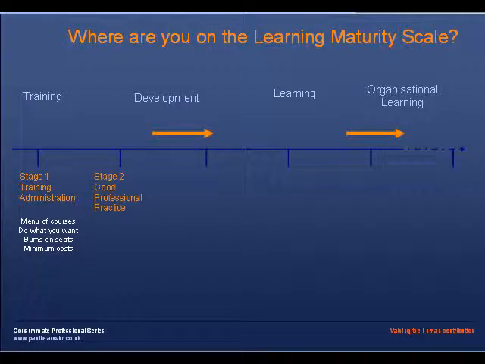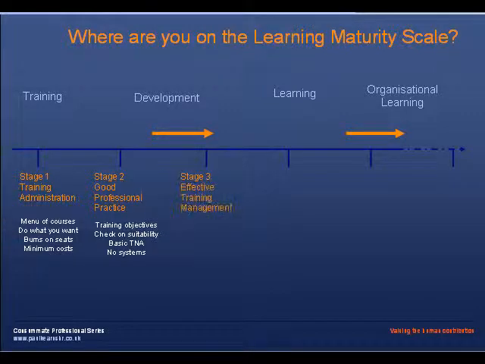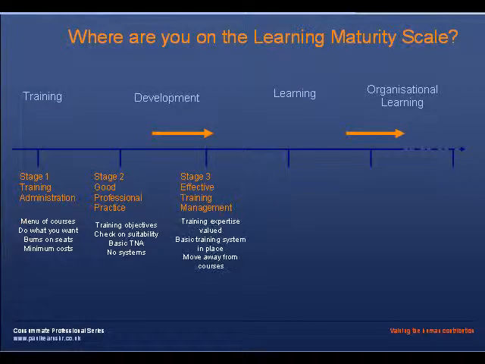At stage 2, they employ a professional person who knows that all training programs should at least have some training objectives. There should be a check on individual suitability for the training. There should be a basic training needs analysis. But they probably wouldn't have many systems in place because the organisation is not mature enough to know that it's systems that make a real difference in learning. Nevertheless, organisations evolve, and some get to stage 3, where they start to have effective training management from effective training managers.